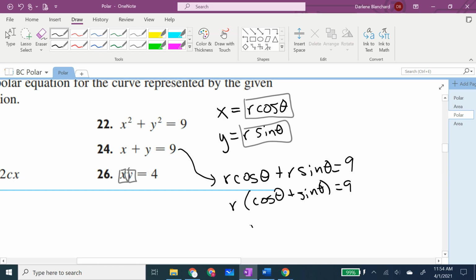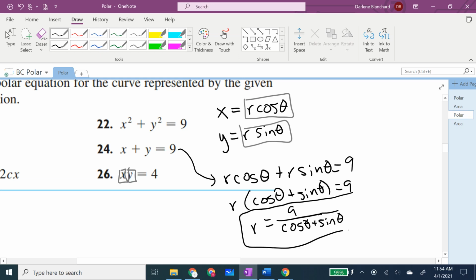A little bit of algebra play later. So the direction of converting from Cartesian to polar is pretty straightforward, and then play with the algebra until you have whatever you need.